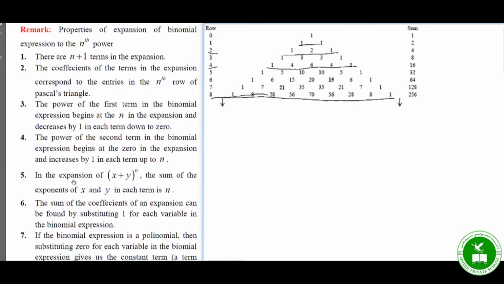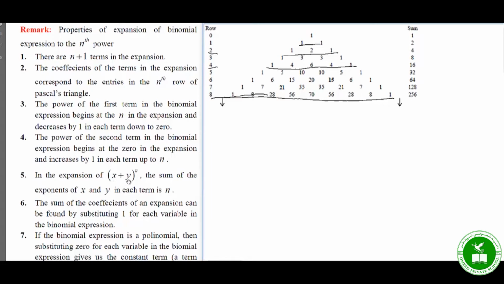The fifth property: in the expansion of (x + y) to the power of n, the sum of the exponents of x and y is always n. As the power of the first term decreases 1 by 1, the power of y, the second term, increases 1 by 1. The power of the second term starts with 0, so n plus 0 is n. So the power of the first term is also n. And in the second term, the power of x will be n minus 1, and the power of y will be 1.